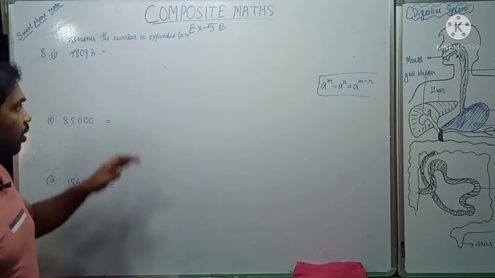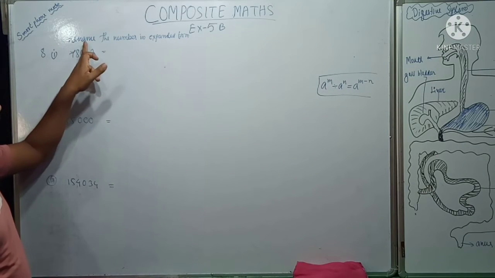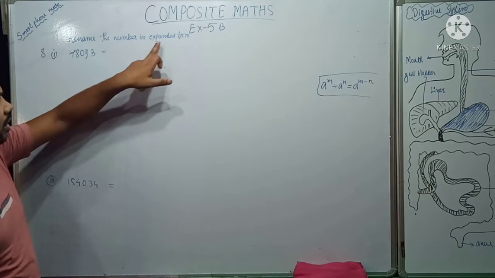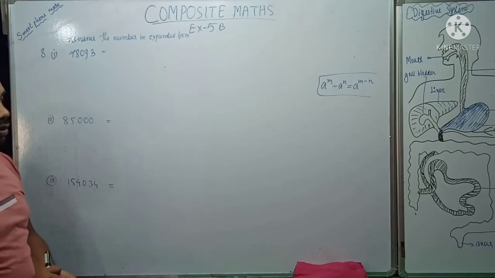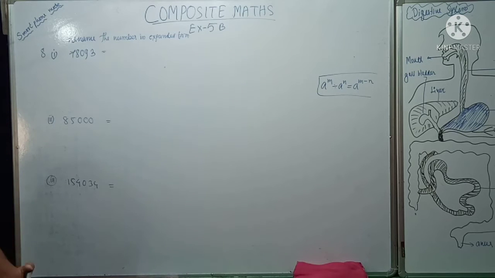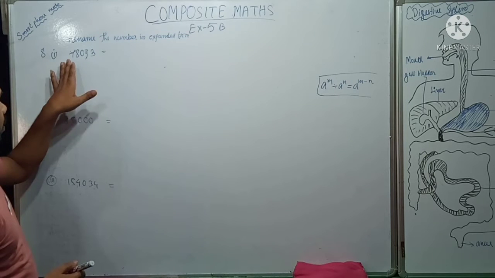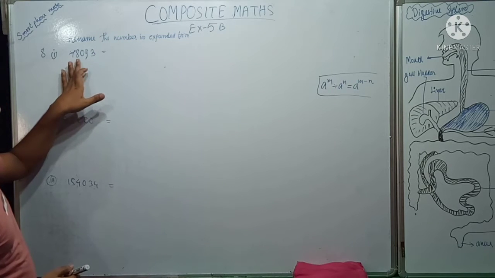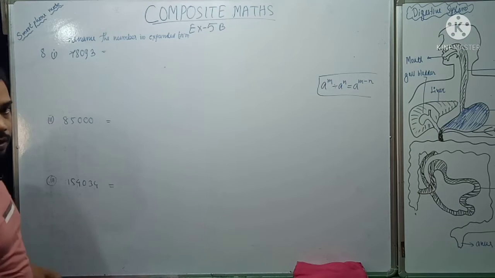So hello students, now question number 8 is given. Here we are asked to rename the number in expanded form. Okay, so we have to rename this number in expanded form, using exponents. So how we will do so? It is given 78093. So can we write like this?